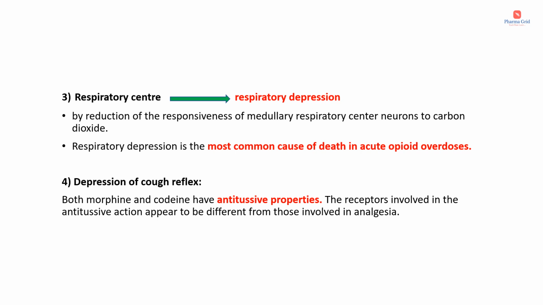And the next action is depression of the cough reflex. Both morphine and codeine have antitussive properties. Antitussive properties means cough suppressing properties. The receptors involved in the antitussive action appear to be different from those involved in analgesia.